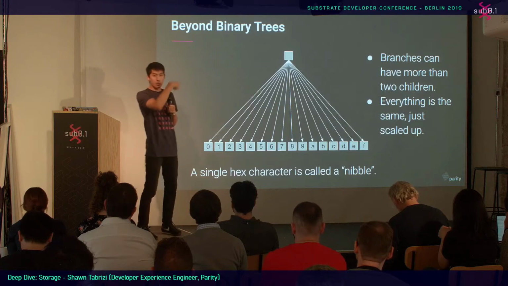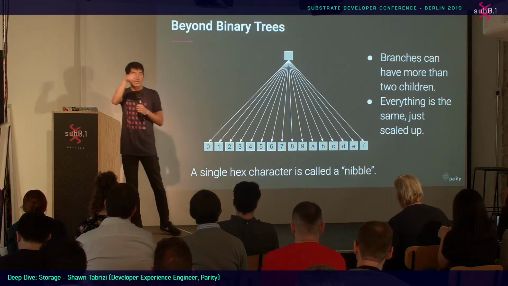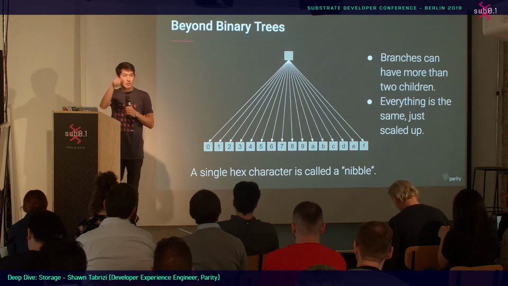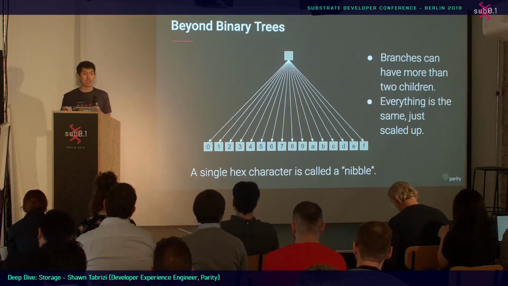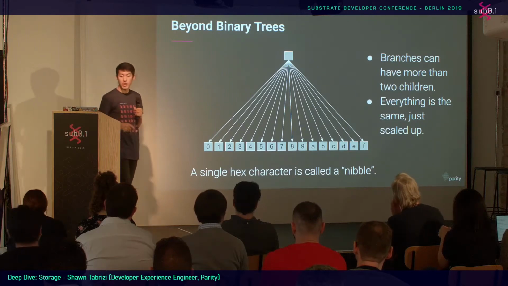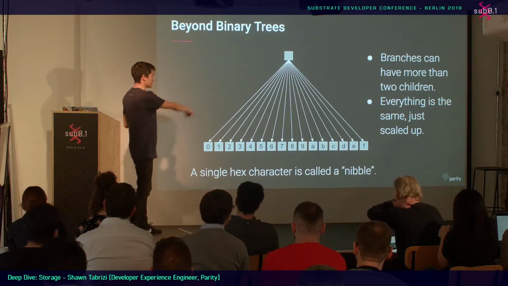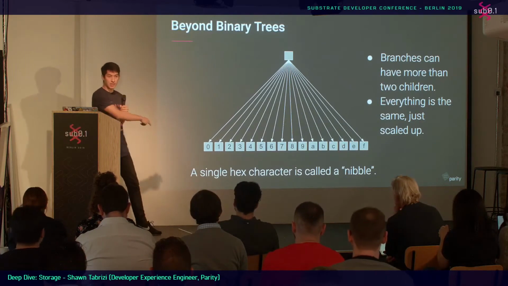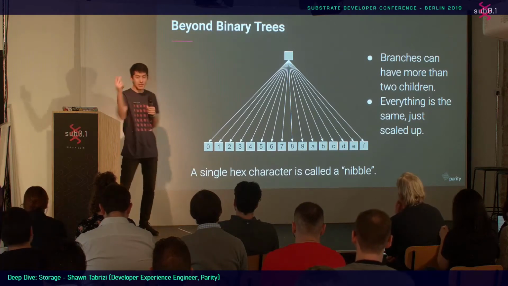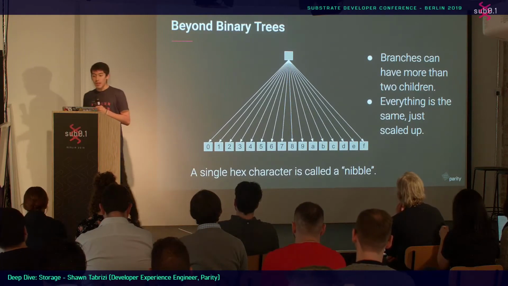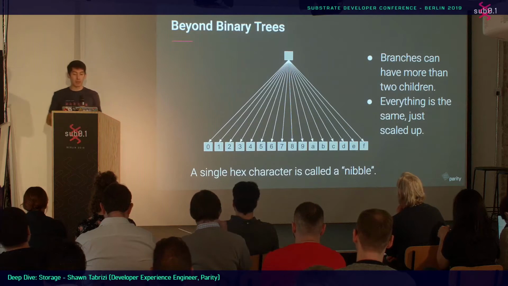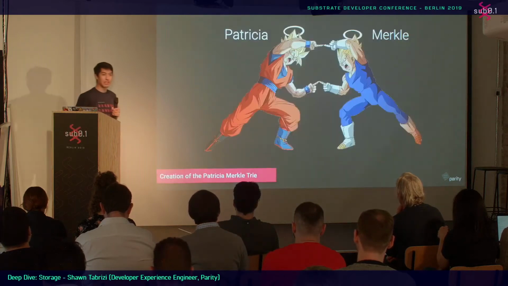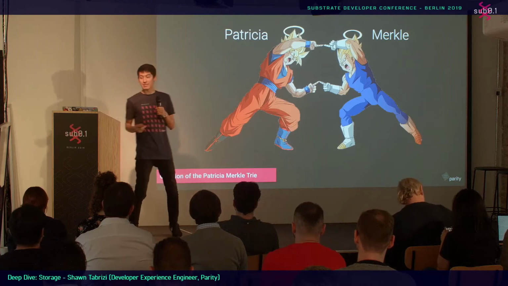Finally, all the pictures I showed you there were binary trees. It's way easier on PowerPoint to just do 2 lines. But of course, all of these data structures scale way beyond binary trees. So in Substrate, we use a base 16 tree. This is really nice because one part of a hex character, a nibble, is a value between 0 and f, which is 16 characters. And so everything just works the same. It's just scaled up. So we take the best of the technologies, we put them together, and we get this base 16 Patricia Merkle tree.